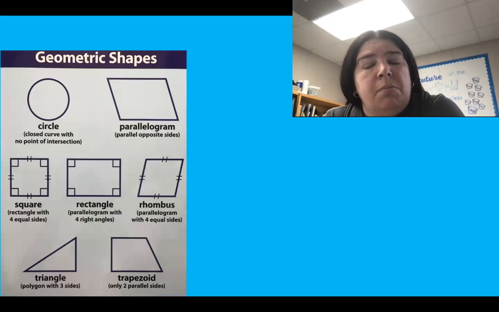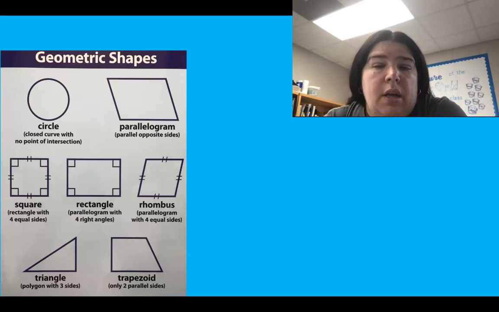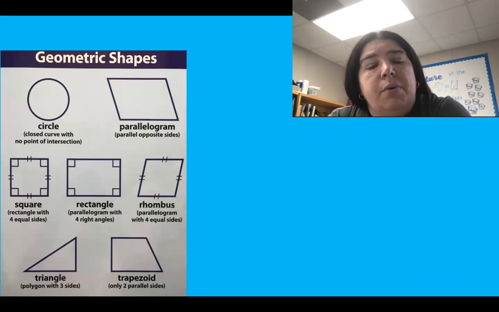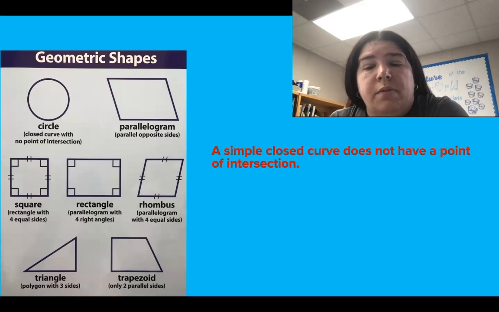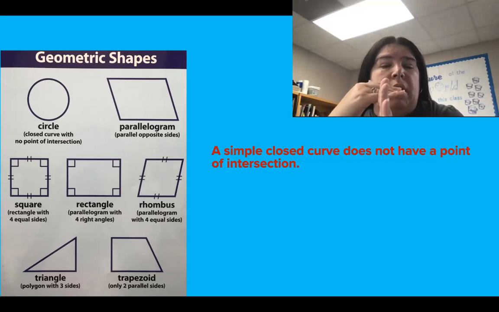Today we're going to get into some new geometric shapes. We're going to talk about a simple closed curve. A simple closed curve, it's got a curve, but it also has a line. So the simple closed curve does not have a point of intersection where two things will meet, okay? So if you look at this parallelogram on the chart, you'll see that two lines never meet each other.